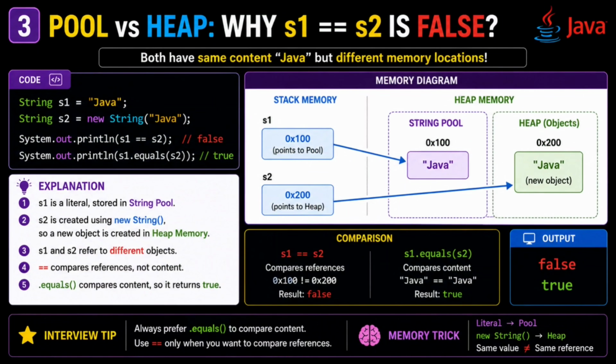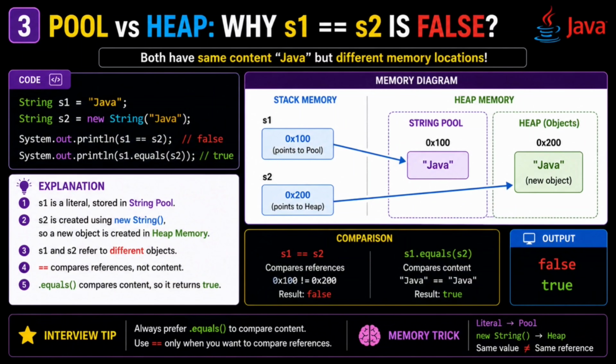But what if we don't use a string literal? What if we force Java to create a completely new object? Take a look at this code. String S1 equals Java. String S2 equals new String, Java. At first glance, both variables contain exactly the same text. So what do you think the output will be when we print S1 equals equals S2? Will it still be true?